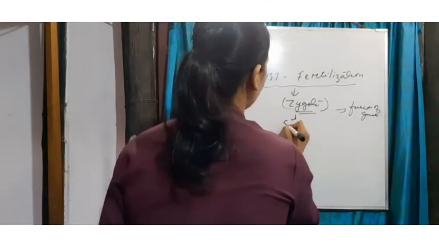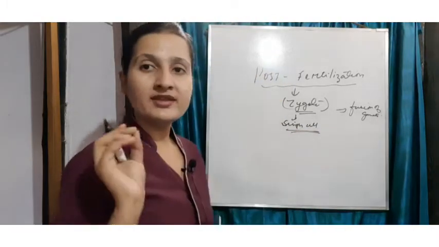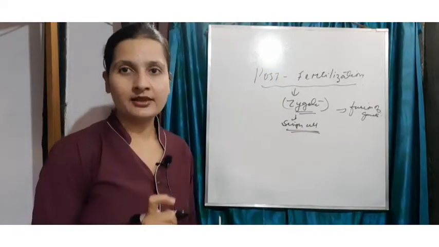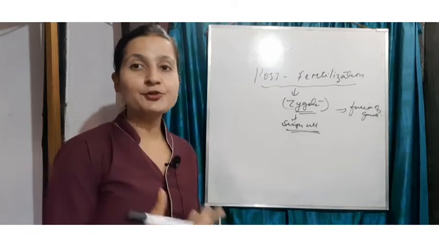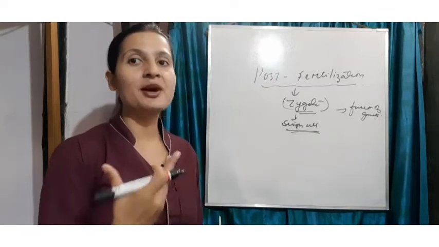Then this zygote is single-celled. When the zygote forms, it is a single cell. Later, it develops into a multicellular organism. So that is what we are going to learn: how it becomes multicellular.